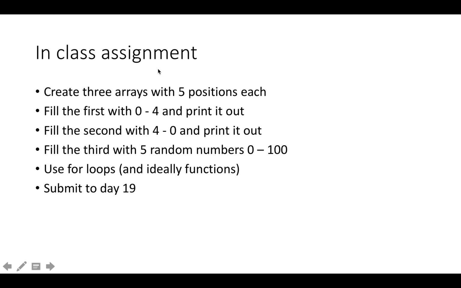For this in-class assignment, I want you to create 3 arrays with 5 positions each. Fill the first with 0 through 4 and print it out. Fill the second with 4 through 0 and print it out. Fill the third with random numbers 0 through 100. Use for loops. Ideally, you should use functions too. That's up to you. And then submit to day 19.